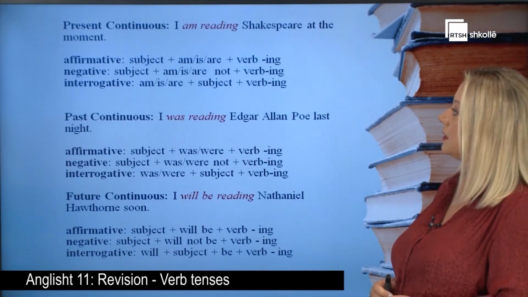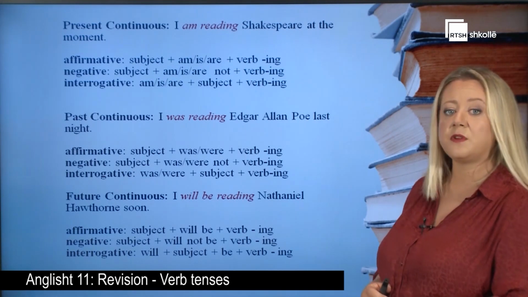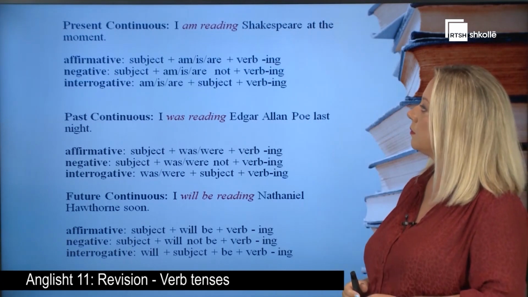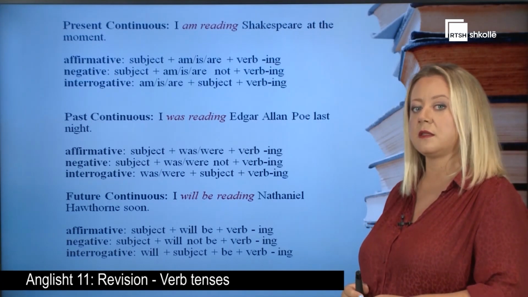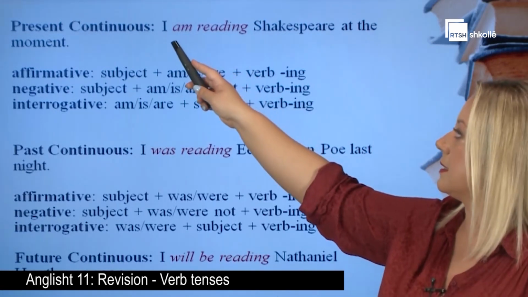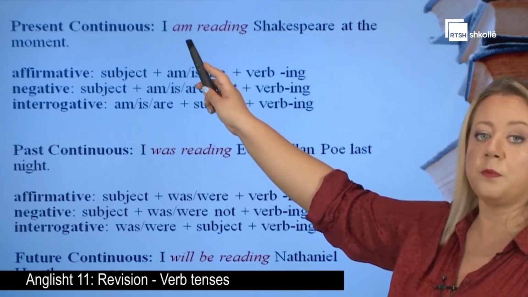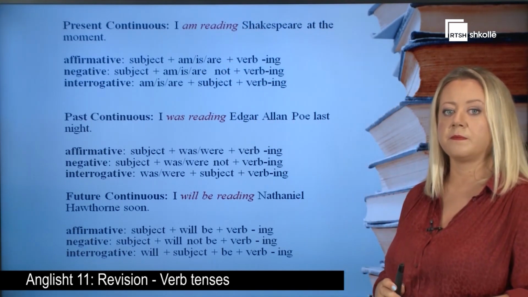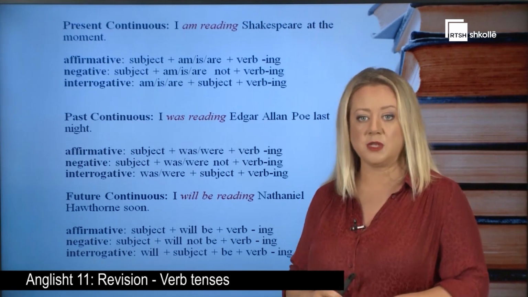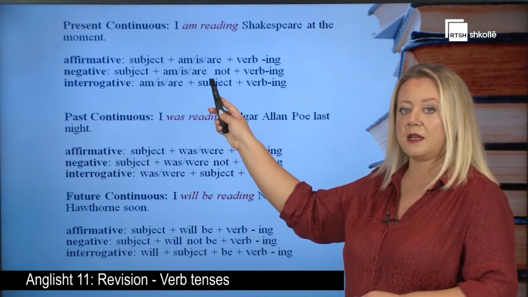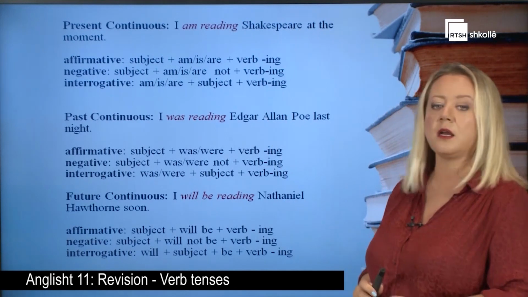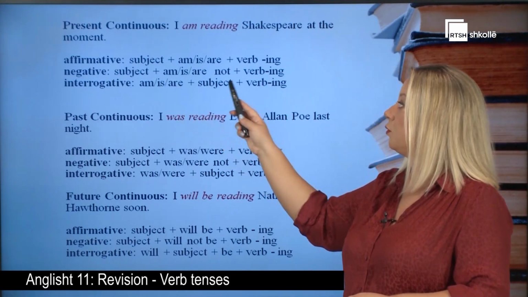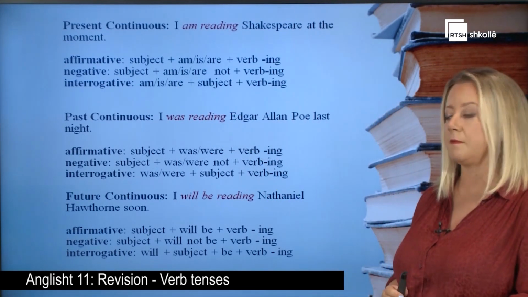What about continuous tenses? Let's see first the example. I am reading Shakespeare at the moment. Here is an affirmative sentence again. It is formed by the subject plus the verb to be in the correct form and the verb ending in ing. The negative is subject plus the verb to be in the negative form and the verb ending in ing. And the interrogative is the verb to be first, followed by the subject and the verb ending in ing.